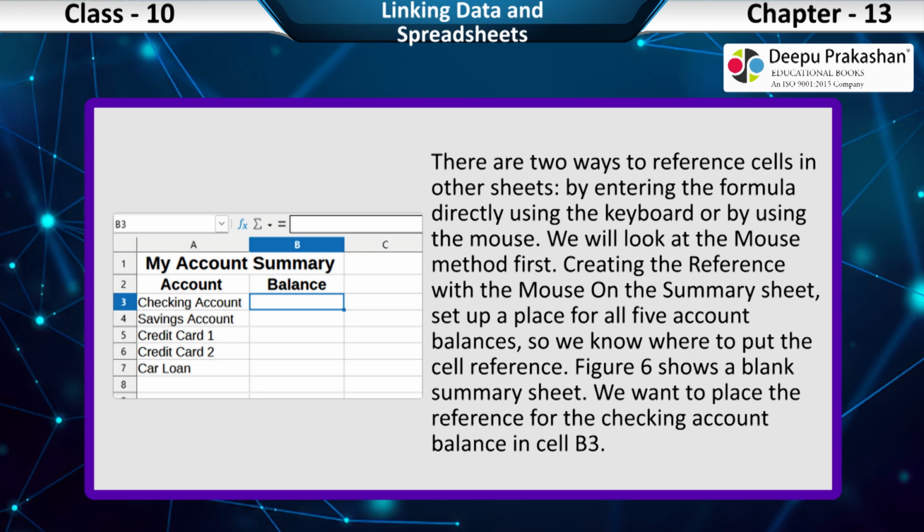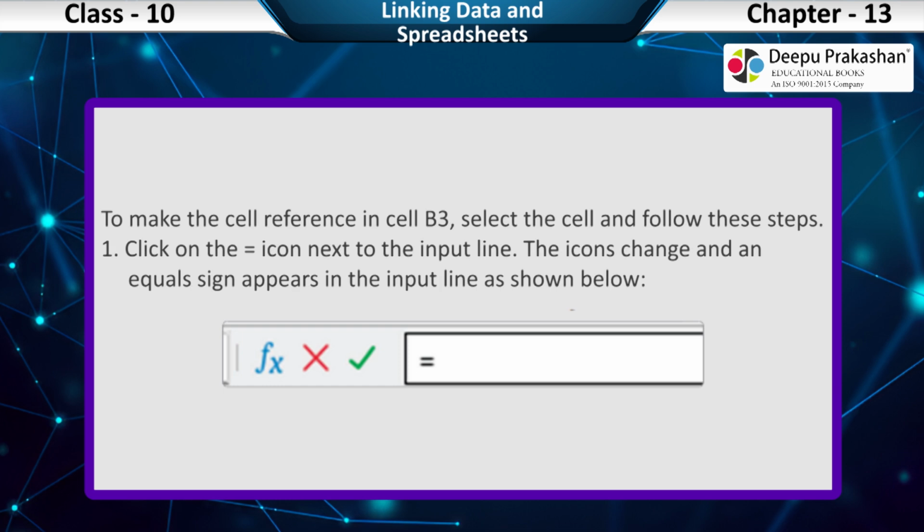Creating the reference with the mouse. On the summary sheet, set up a place for all 5 account balances so we know where to put the cell reference. Figure 6 shows a blank summary sheet. We want to place the reference. To make the cell reference in cell B3, select the cell and follow these steps.